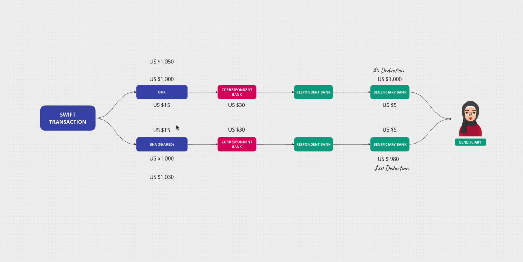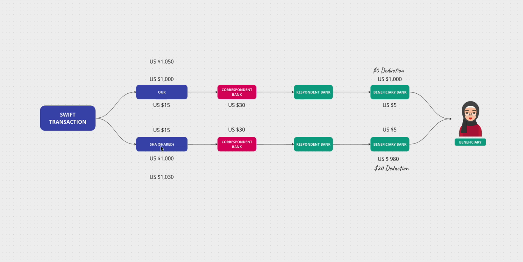So OUR indicates our cost. When you choose the OUR cost option in the SWIFT transfer, you're indicating that all the costs associated with this are being paid by you. This means that the recipient will receive the full amount, and you will pay what your bank may charge, what the intermediary bank may charge, and what the beneficiary bank may charge. You will be paying all those costs.